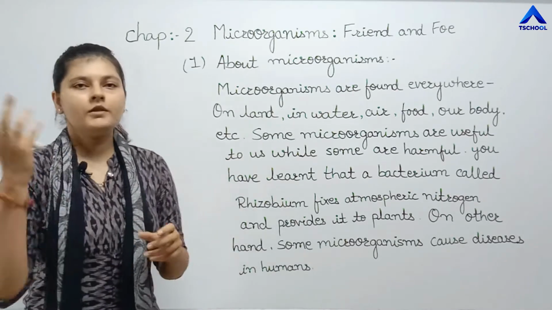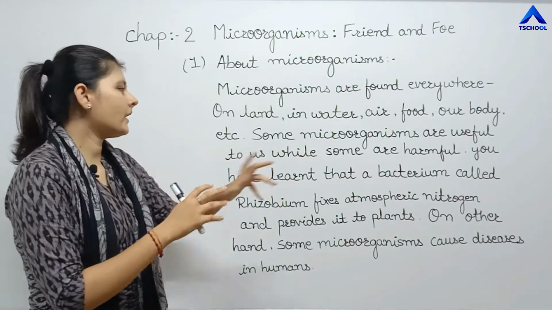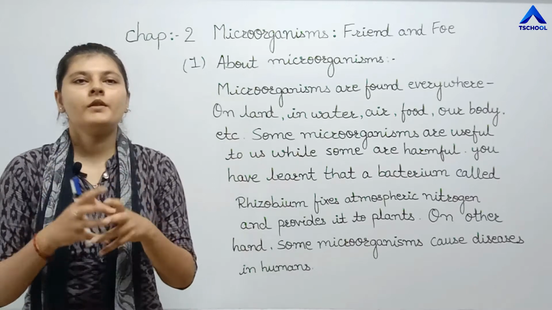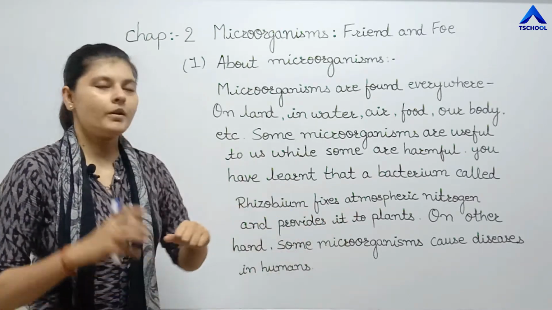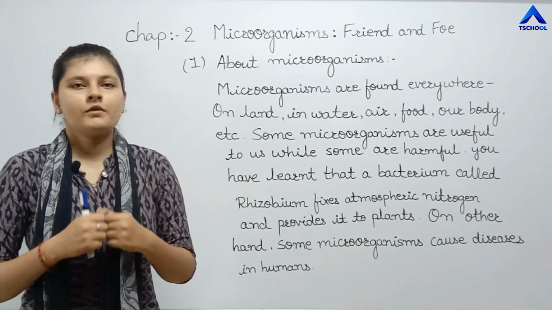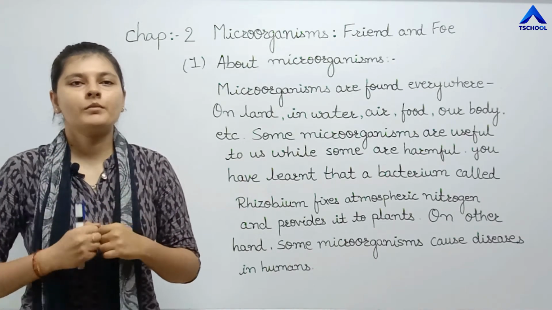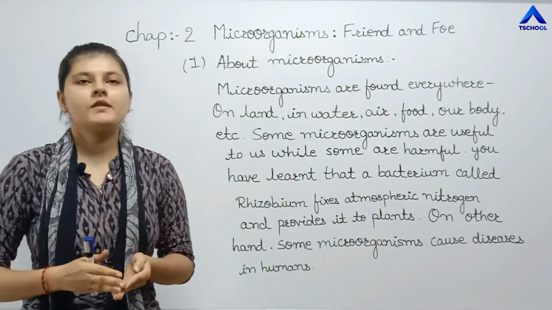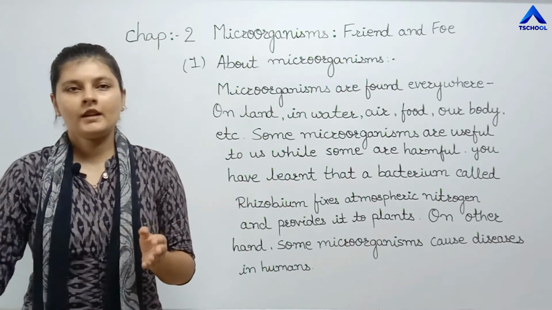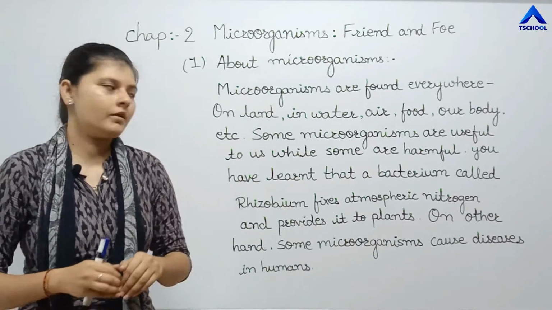So you have learnt in your previous class that a bacterium called rhizobium fixes the atmospheric nitrogen and provides it to plants, right? Because plants cannot consume the nitrogen directly from the atmosphere, right? So that we are discussing in detail in the nitrogen cycle in this chapter, right?